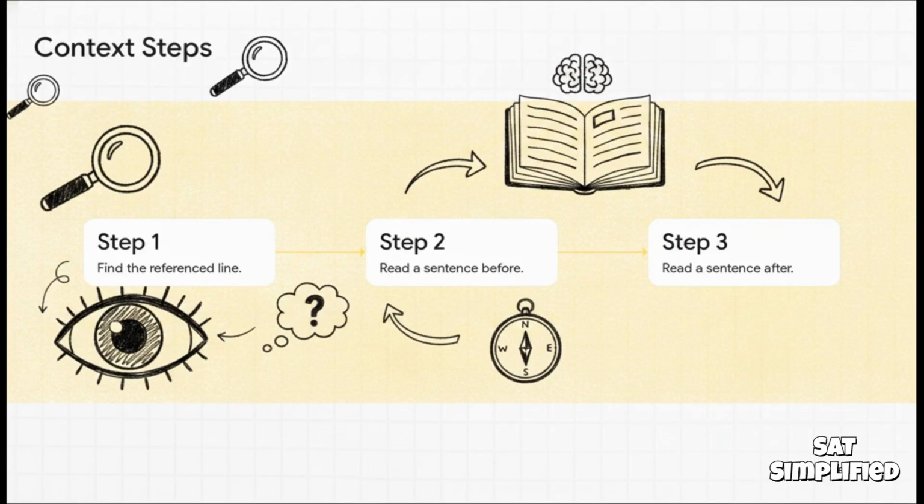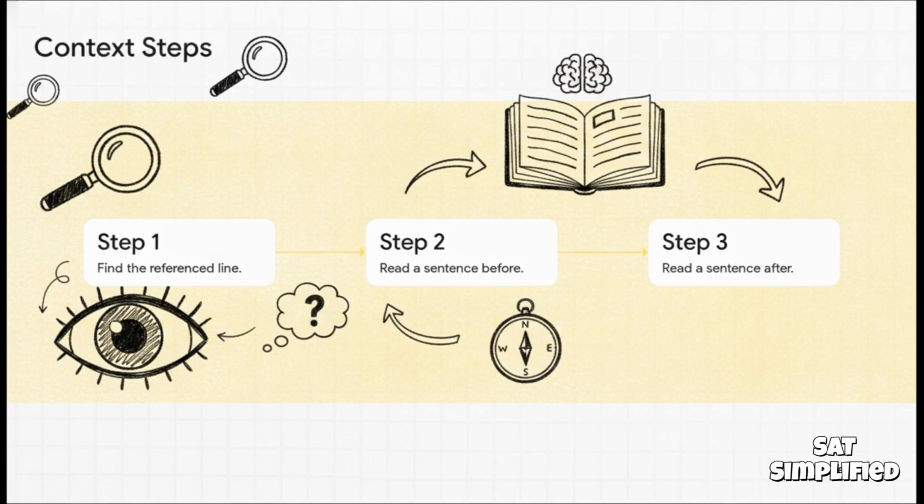Because there's really no way to tell upfront which category a question falls into, you've got to automatically execute these 3 steps every single time. Step 1, find the line. Step 2, back up and read a sentence or 2 before it. And step 3, read a sentence or 2 after.